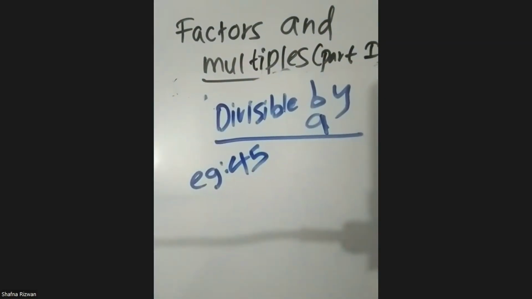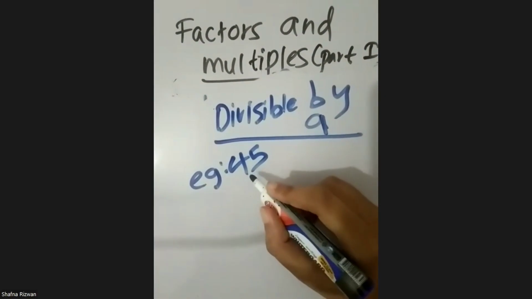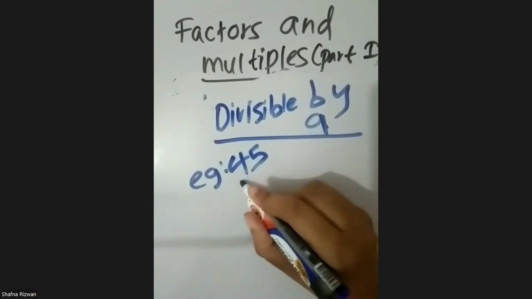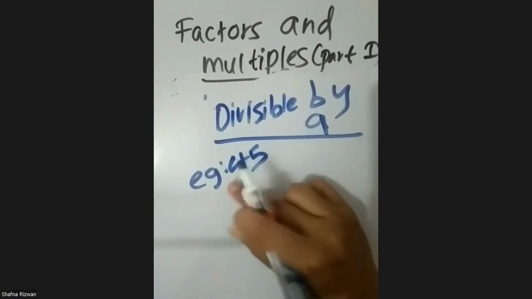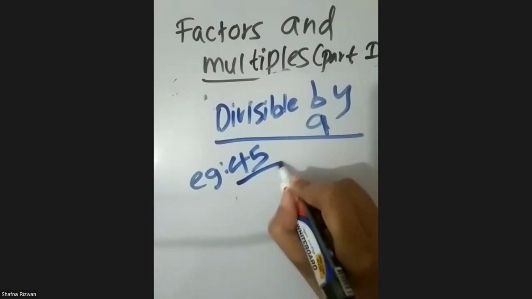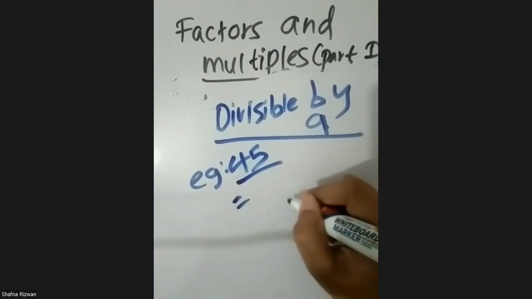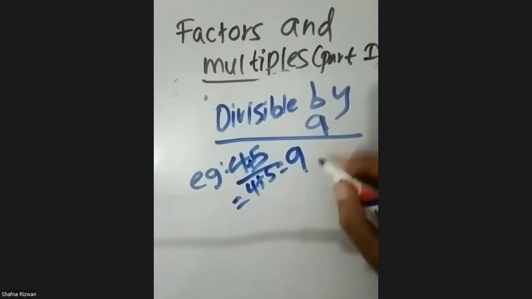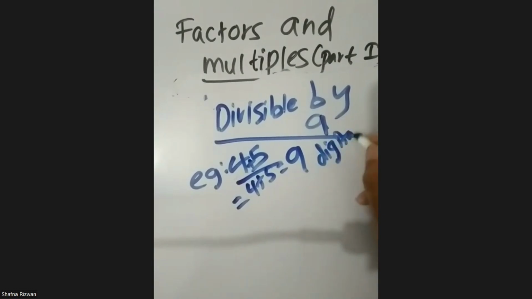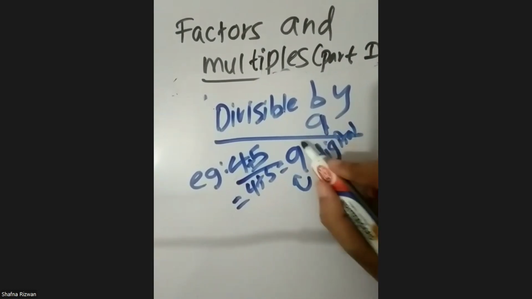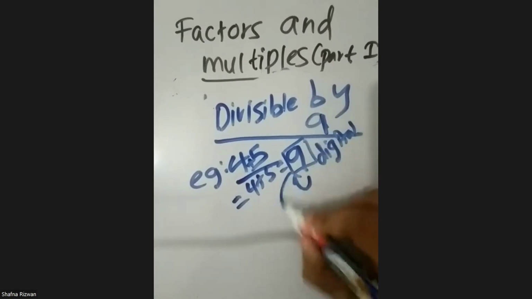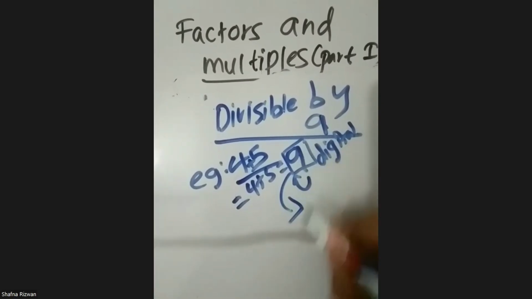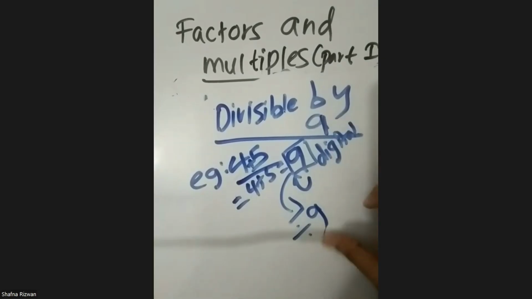If you want to find whether a number is divisible by 9, first of all, you have to find the digital root of the number. How can you find the digital root? Add both of the digits together. 4 plus 5 is how much? 9. So the digital root of this number is 9. And then you have to take the digital root and see whether this 9 is divisible by 9.